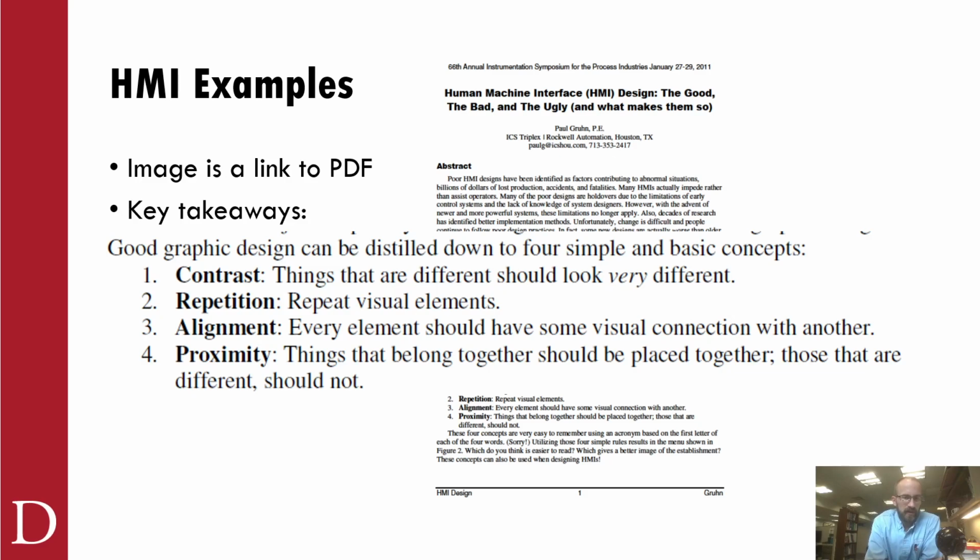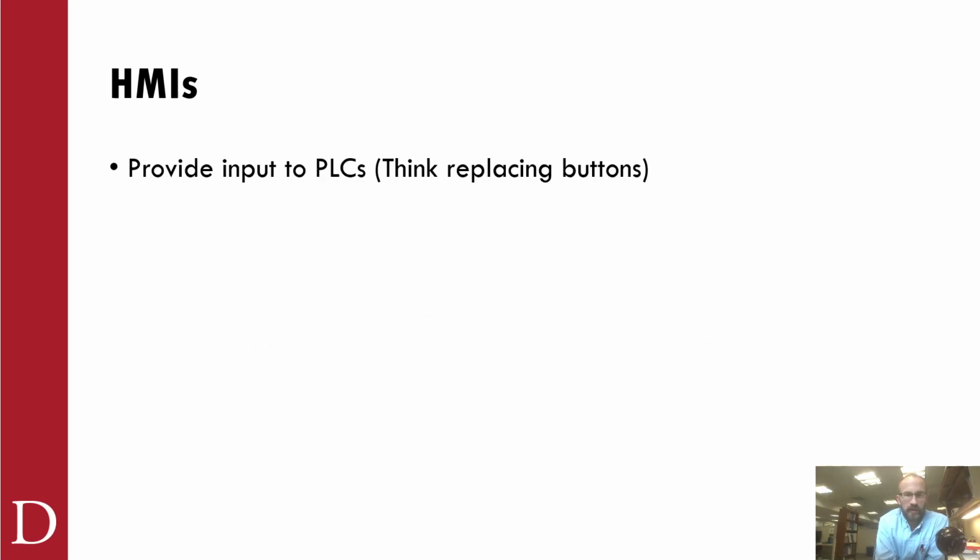Repetition, each screen should look similar to each other, but it's not jarring when you navigate to a different screen. Should be some reasonable alignment, not just a hodgepodge of materials on there, and grouping things together that belong together and things that don't belong together should not be together, right? So you can read through more of that if you'd like. As we get into it here, we'll do a demo in a minute. So what can we do with an HMI? I mentioned earlier we can provide input to a PLC, so this could be like a button.